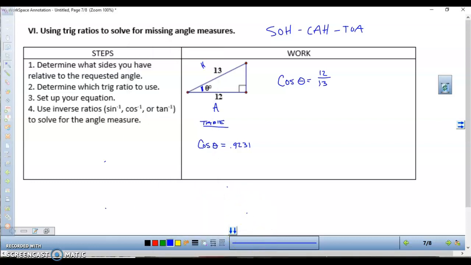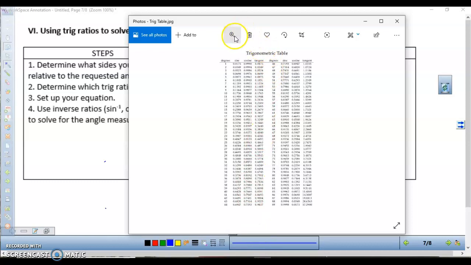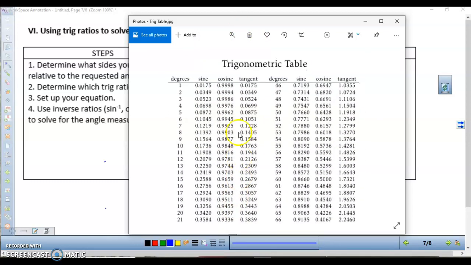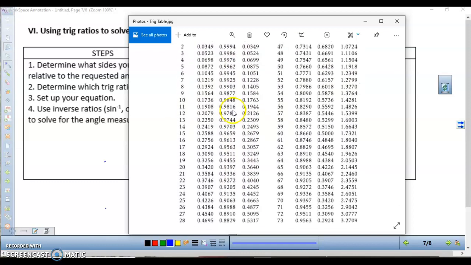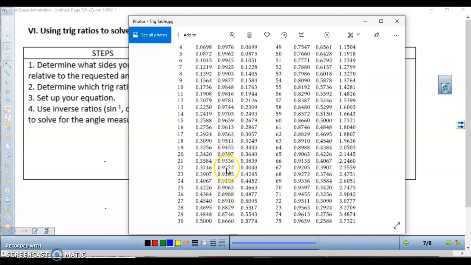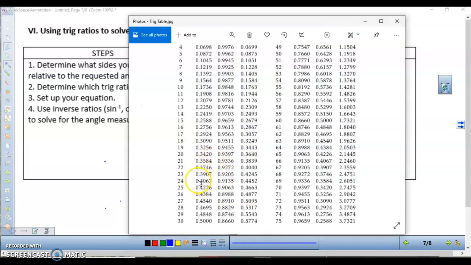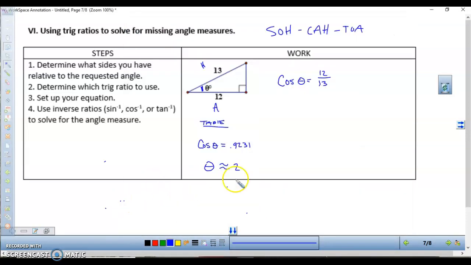All right, now I'm going to go to my table, and I'm going to find the cosine value. Zooming in a little bit. I'm going to find the cosine value that's closest to 0.9231. Closest one looks to be right around 23 degrees here. That's the closest to 0.9231. So theta is approximately, let me just double check that. Yep, about 23 degrees. Nice.